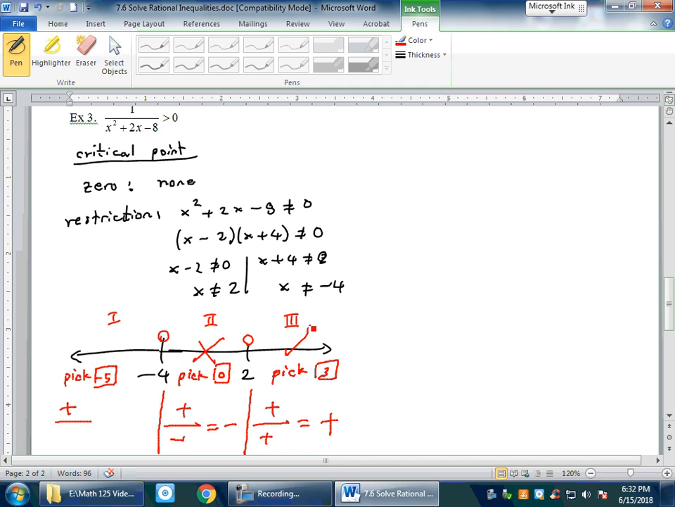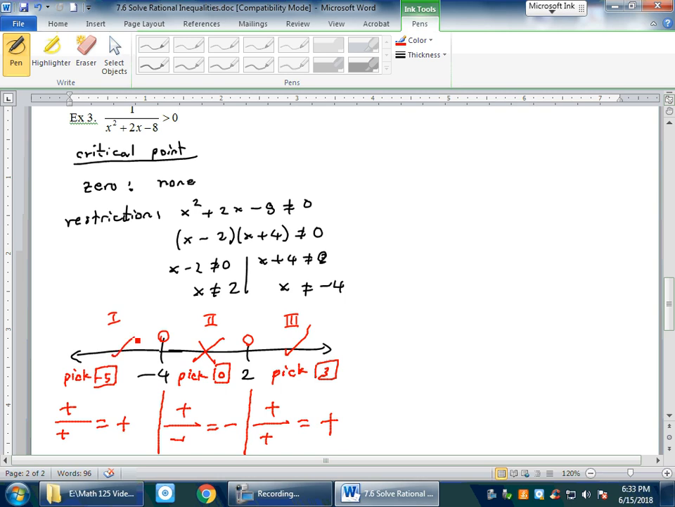Same thing for negative 5. When I substitute negative 5, that will become 25 minus 10 minus 8. So that will be a positive result, which is going to become positive. So this is also good.